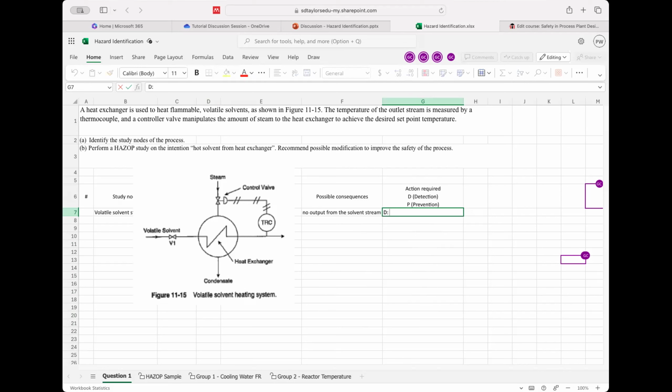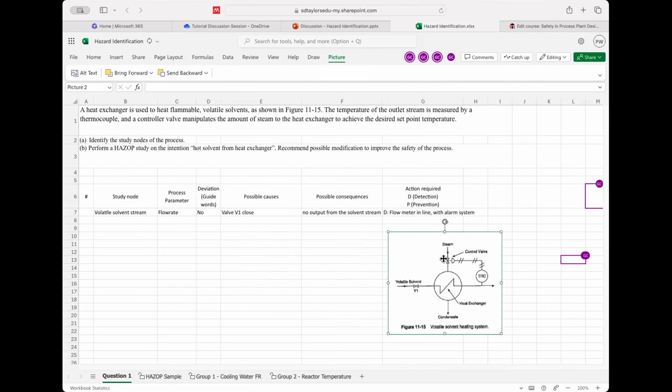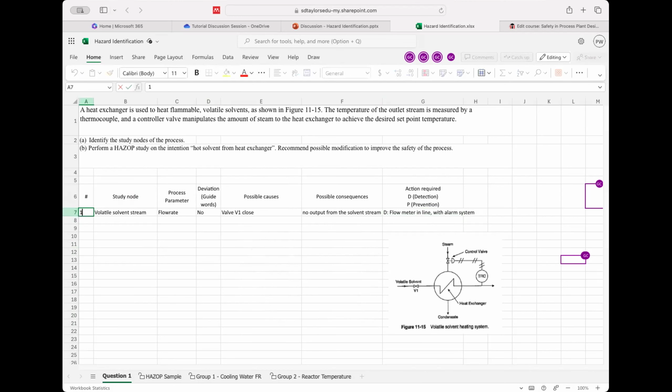For D, you may want to put a flow meter in line with an alarm system. You put in a flow meter with an alarm system to tell you when there's no output, there is no flow, it will ring. In fact, you can do this for multiple systems. Very often we'll put a 1 here to tell us this is number 1. And that flow rate is also 1 here because later on you have 2 on this one. So this will be your 1.1.